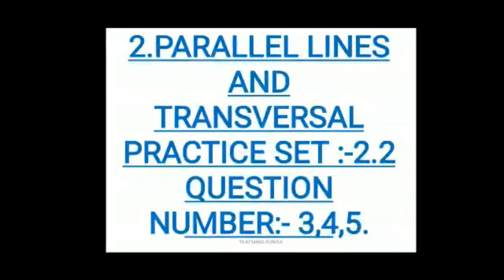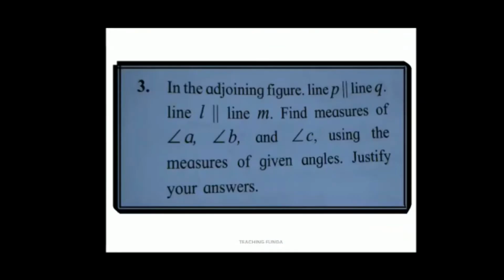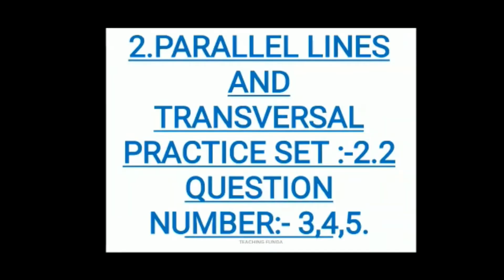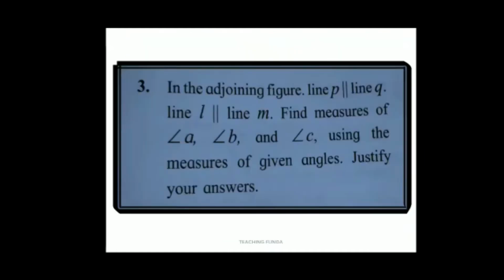Okay, I already explained the question number 1 and 2. Now I am explaining you the question number 3. What is meant by corresponding angle and alternate angle, I already explained all these things. The third question is: in the adjoining figure, line P parallel to line Q, line L parallel to line M, find the measures of angle A, angle B and angle C using the measures of the given angles. Justify your answer.